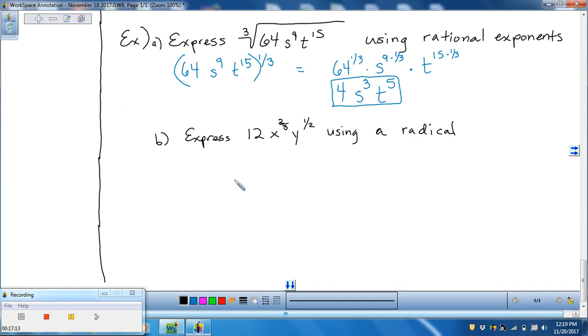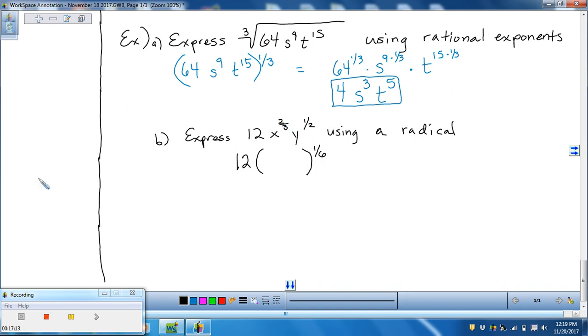So the first thing we're going to do is take our x and our y, and come up with a power that we can divide out of both of them to get our exponent. A common exponent between 2/3 and 1/2 would be 1/6. So that's going to be our common power.